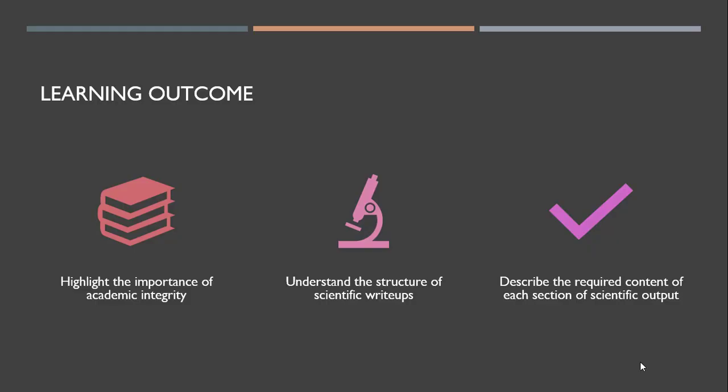So, the learning outcomes for this session cut across understanding the importance of academic integrity, understanding the structure of scientific write-ups, and being able to describe the content of each of the sections for the scientific output. So we'll take it in bits, and the video series will be about 6 or 7, let's say.